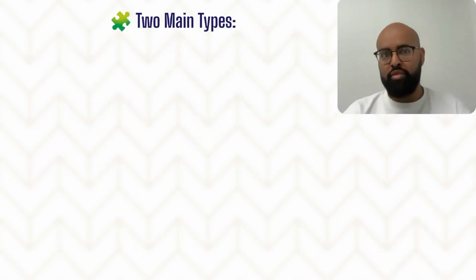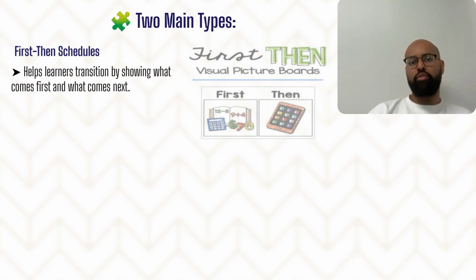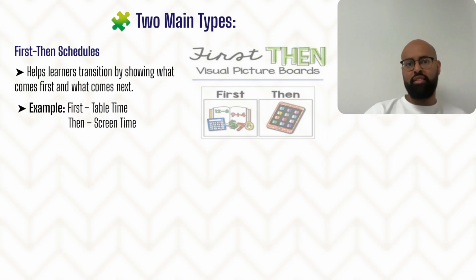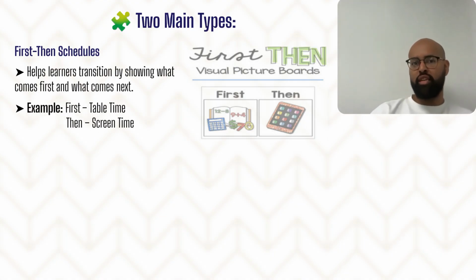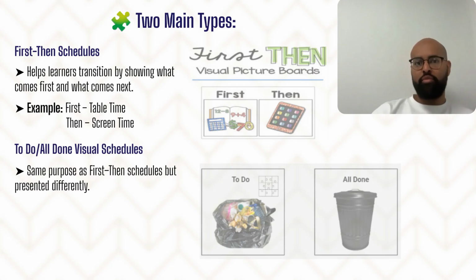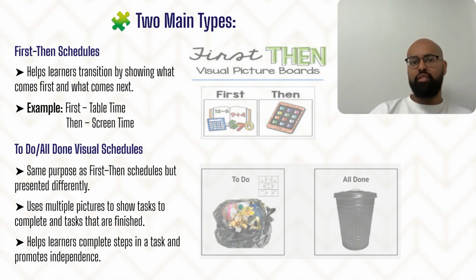There are two main types of picture schedules. The first is the first-then schedule, which helps learners transition smoothly by showing what comes first and what follows. For example, first is table time, then after is screen time. The second type is the to-do, all-done visual schedule, which serves the same purpose but looks different. It usually includes several pictures that help learners remember steps, complete tasks, and build independence.